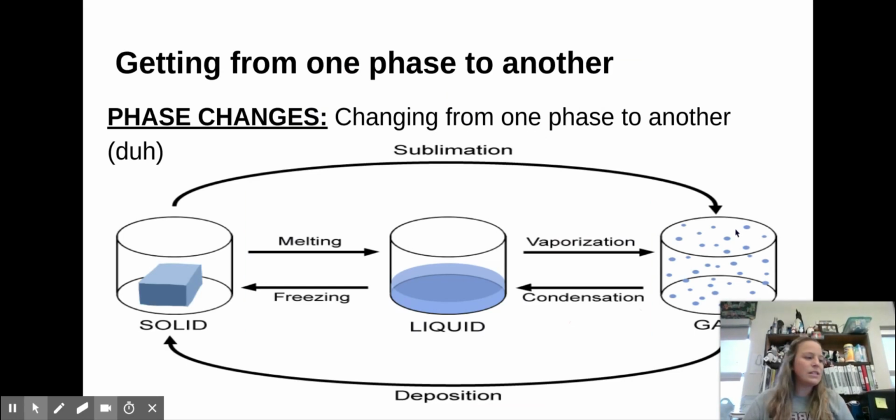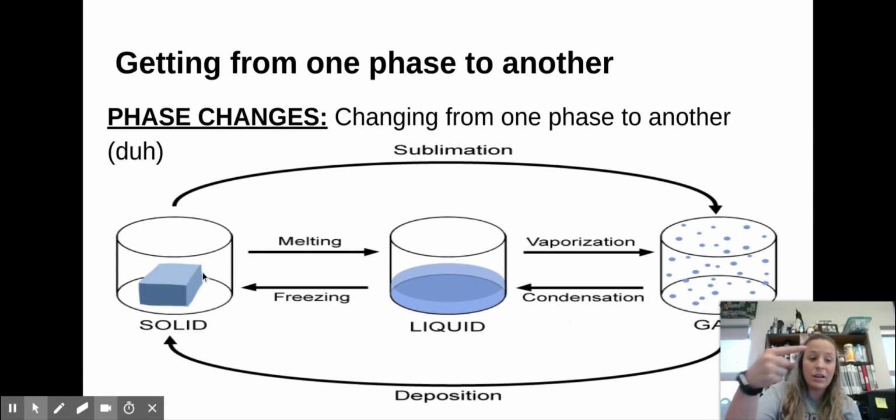Okay, so we call these things phase changes. Feel free to pause whenever you need to write down those definitions, but a phase change is just changing from one phase to another. Duh. Okay, and the way we do that is either by adding heat or taking heat away, making it colder. Those are our two options, and that's what these arrows are showing you.